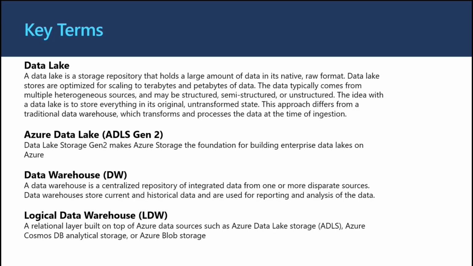The next term is data warehouse. So a data warehouse is a centralized repository of integrated data from one or more disparate sources. Data warehouses store current and historical data and are used for reporting and analysis of the data. I think we're probably all familiar with data warehouses. They've been around a long time, but the key here is that typically in the data warehouse, the way that we're going to be using that term today is that we're talking about more of a relational data store. So that would be something like a star schema that people would be used to, which is, again, the relational data model that can be used to surface data in different analytical tools.